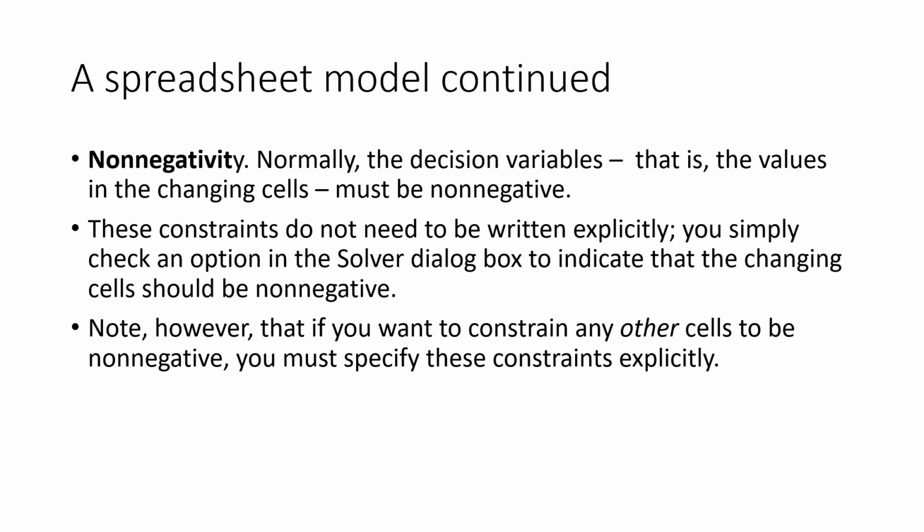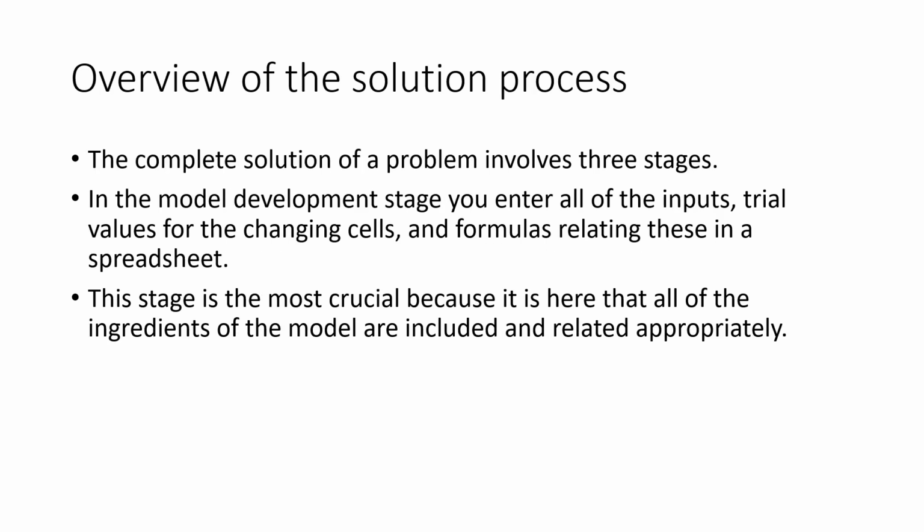Non-negativity. Normally, the decision variables, that is the variables in the changing cells, must be non-negative. However, if you want to constrain any other cells in your model to be non-negative, those you must specify explicitly. Let's take a look at how we're going to solve this problem.